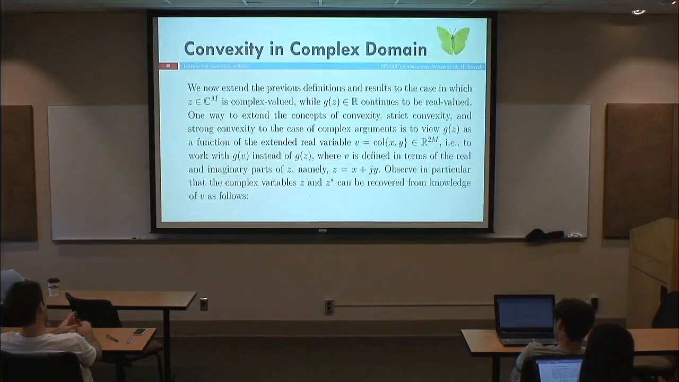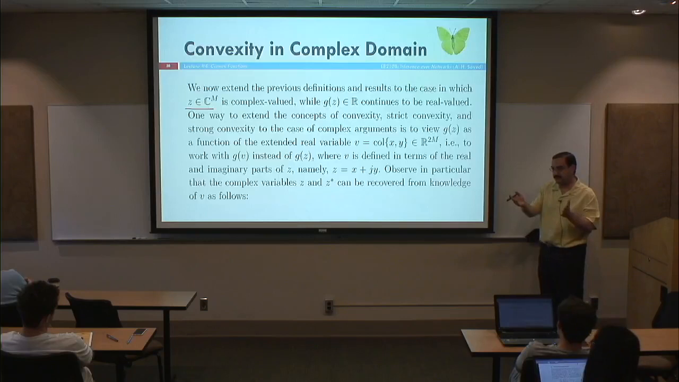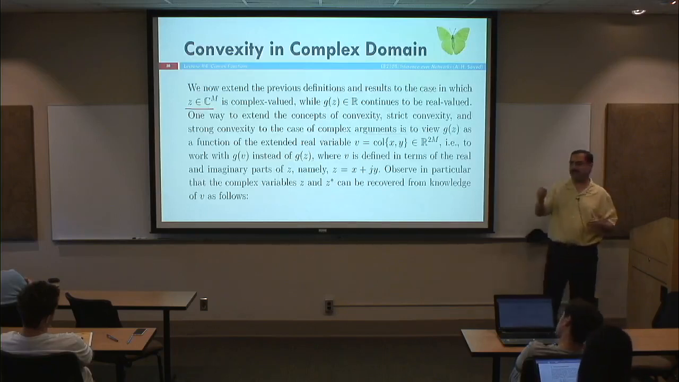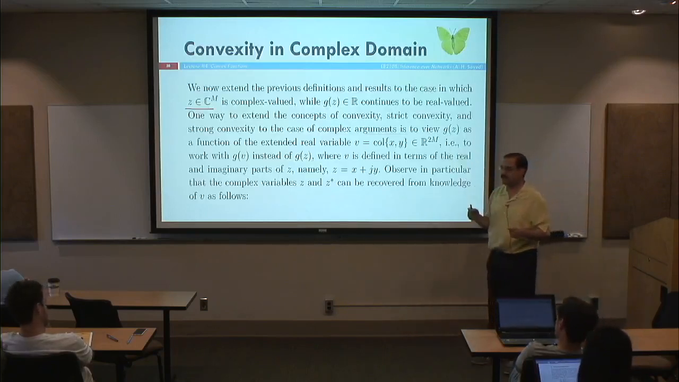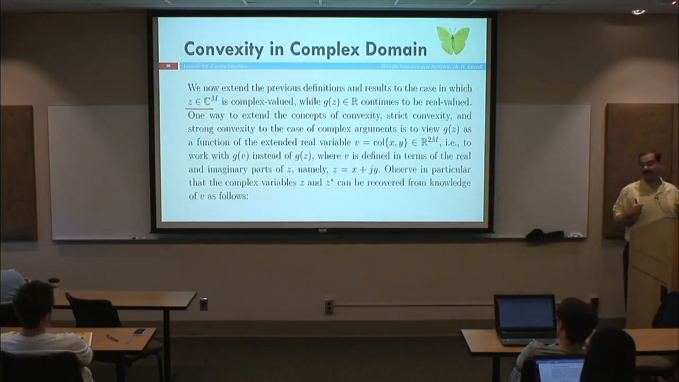So now I let Z be complex. Z can be complex, but the function itself is real valued. For example, G of Z is the norm of Z squared. The function is always real valued. Our costs will be real valued, but the argument can be complex. So how do I define convexity in this case?